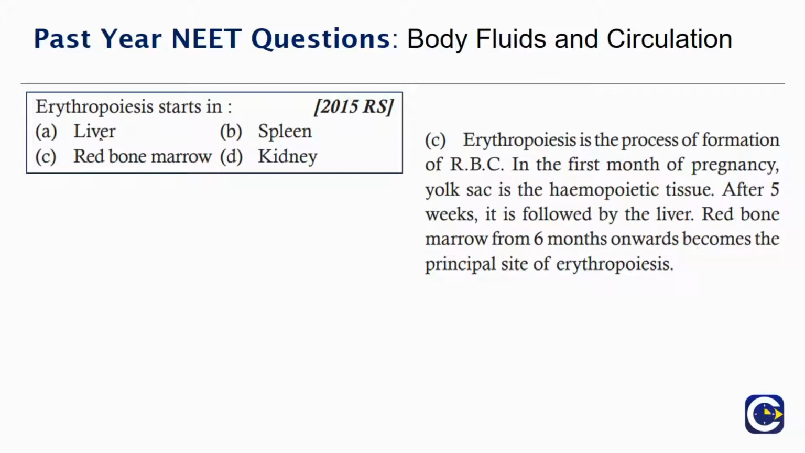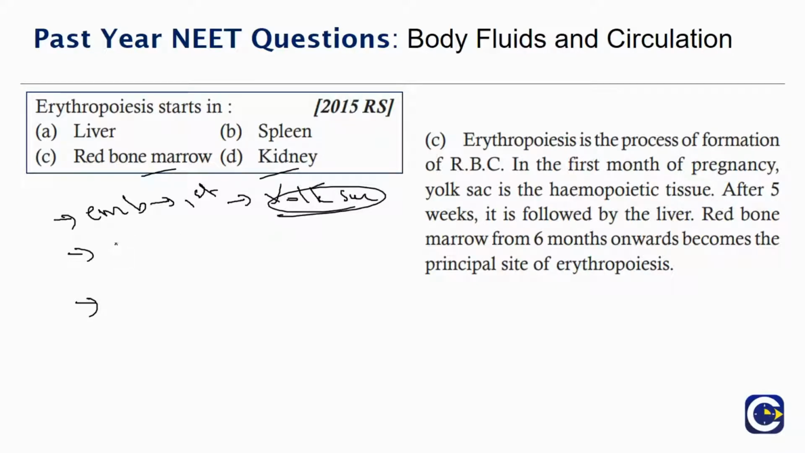Erythropoiesis starts in option A, liver, spleen, red bone marrow, kidney. So we have to see which are all the erythropoietic organs. Erythropoiesis occurs in embryos in the first month in the yolk sac. Yolk sac is an embryological structure. Only temporarily it produces, only for a few days. And then after 5 to 6 weeks, not months, weeks, it is followed by the liver.